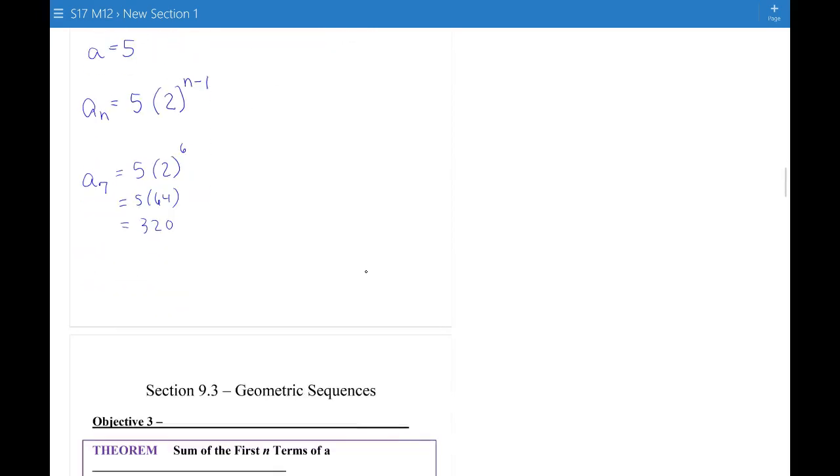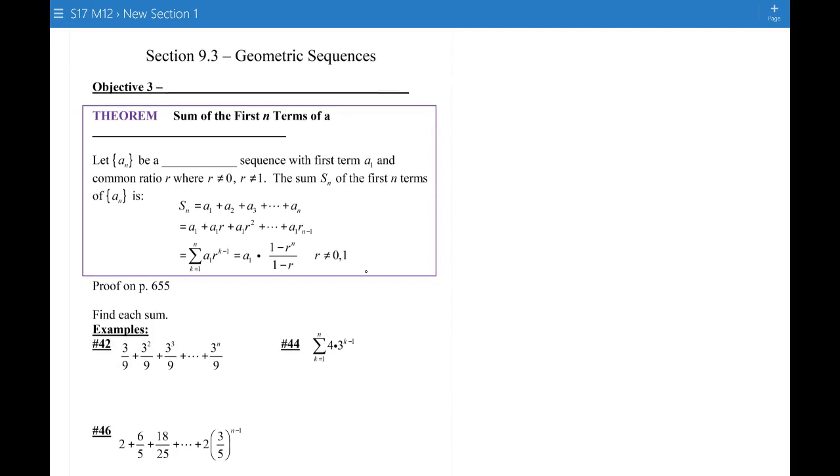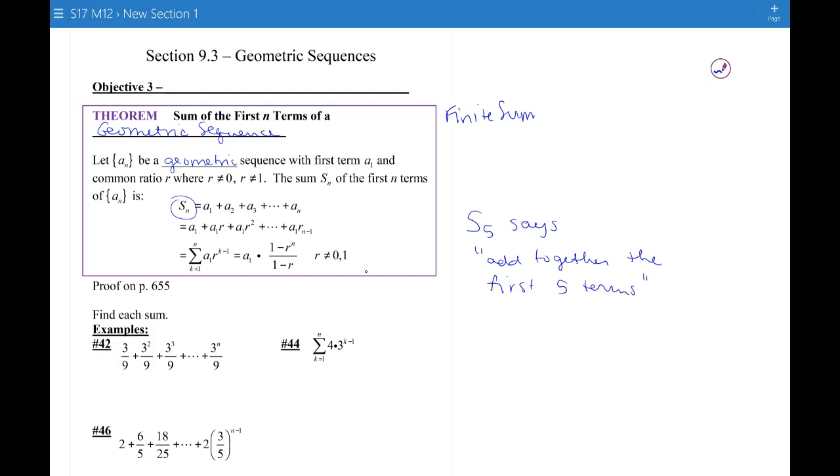And then number 40 I'd like to talk about together because it has kind of an interesting little twist to it. So then let's talk about what happens if you add up the first n terms. So again, this is a finite sum, just like we did with the arithmetic. So we're going to sum the first n terms of a geometric sequence. The sequence is the list, and we're going to add the terms of the list together. We use the same notation, S sub n. So S sub 5 says add together the first 5 terms. So that's how you read that notation. It's called a partial sum.